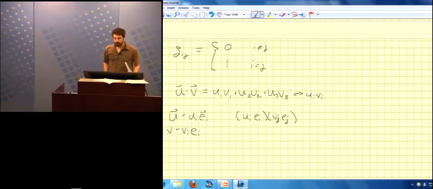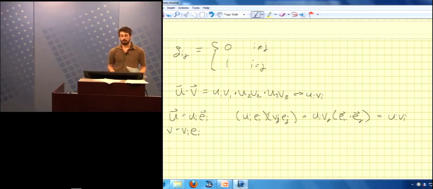So now if we do this, u_i and v_j, those are just scalar multiples. Those are real numbers here. So I can really pull them out of the dot product. So I could have u_i v_j and then e_i dot e_j. Well, we know what this is equal to. We know that this is equal to u_i v_i. So this is where this comes in.